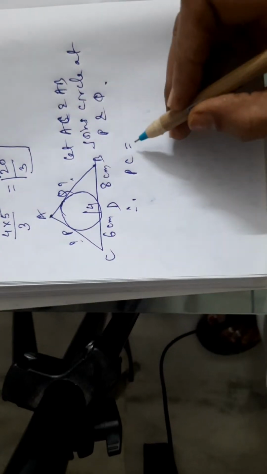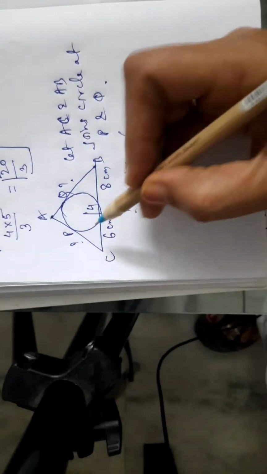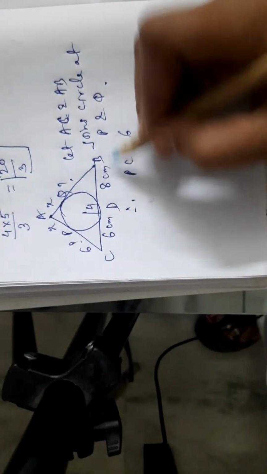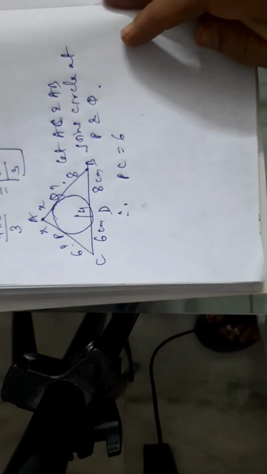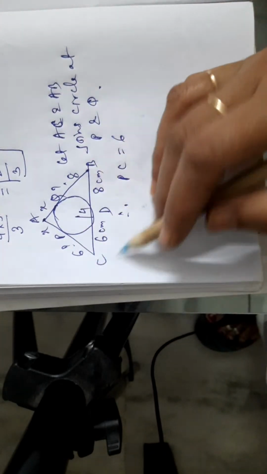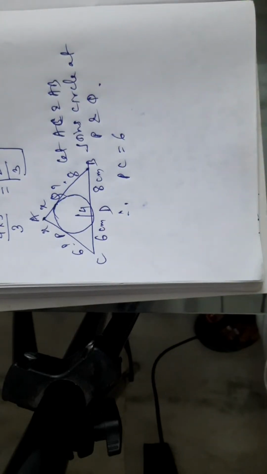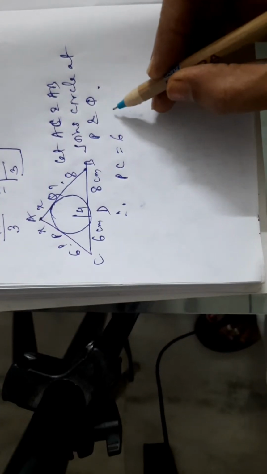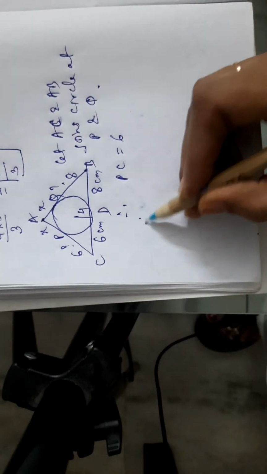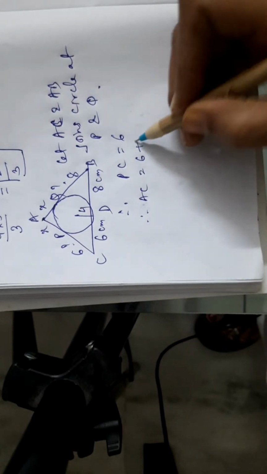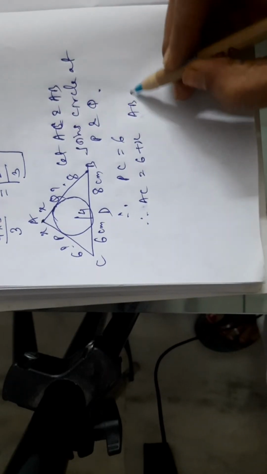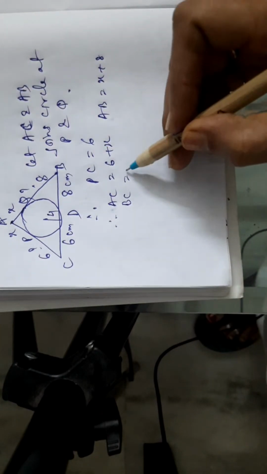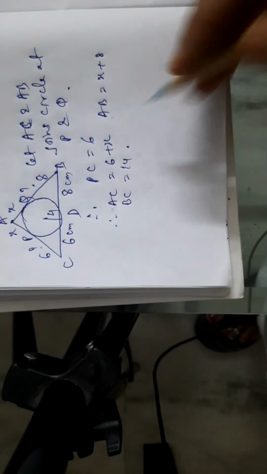So here PC is 6. Let AP be x, so AQ will also be x. As BD is 8, so BQ will be 8. So here you have to write the reason: tangents are equal from an external point. Okay, tangents are equal, PC is 6, therefore AC is 6 plus x, AB is x plus 8, and BC is 14. We got all the three values.